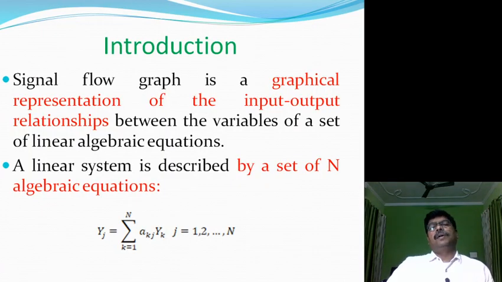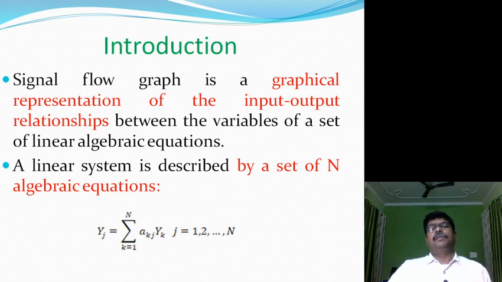What is signal flow graph? Basically, a signal flow graph is a graphical representation of input-output relationship between the variables of a set of linear algebraic equations. So the signal flow graph is meant for linear algebraic equation system.